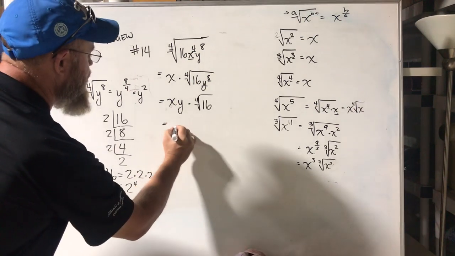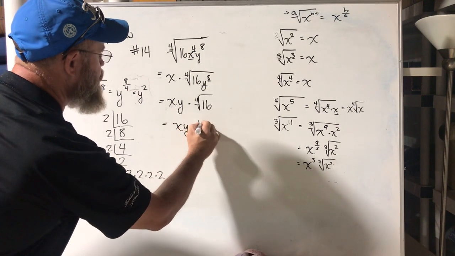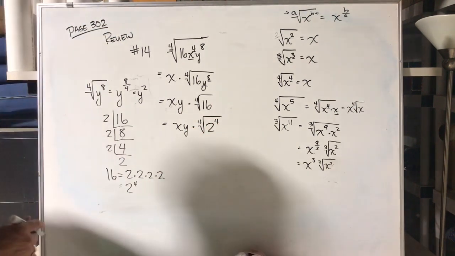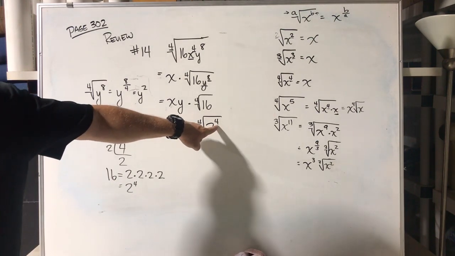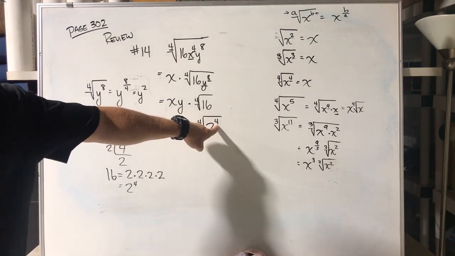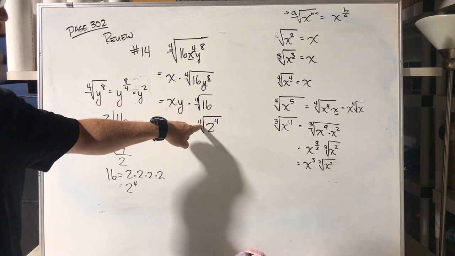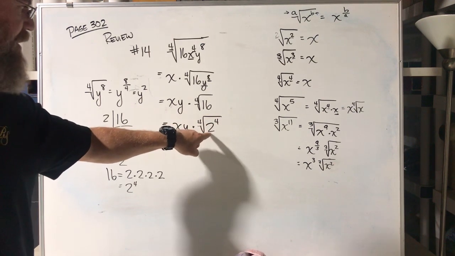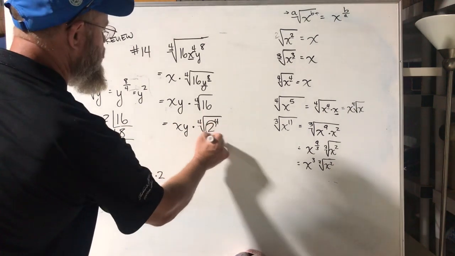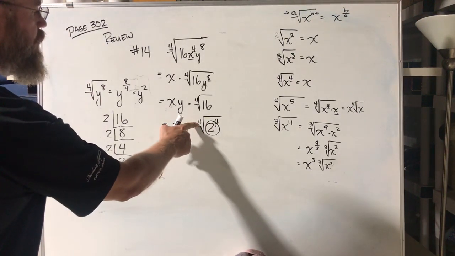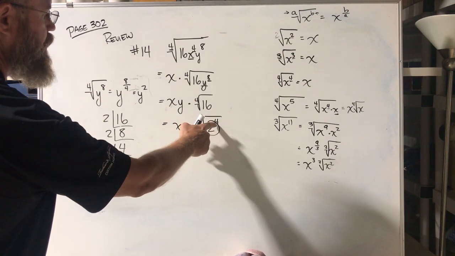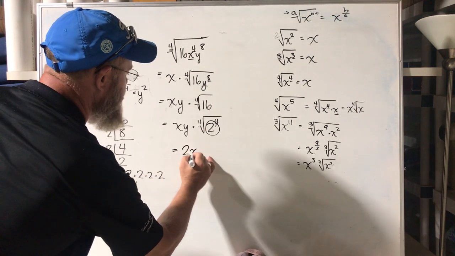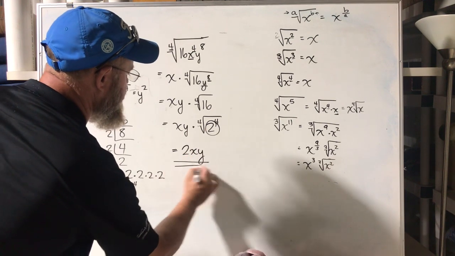So I can rewrite this as x times y squared times the fourth root of 2 to the fourth power. Well, that's awfully convenient because my exponent is the same as my index. And I know when my exponent is the same as my index, I can just pull my base out, right? I just pull that 2 out. So the fourth root of 2 to the fourth is 2. So that's going to equal 2 times x times y squared. And that's your answer.